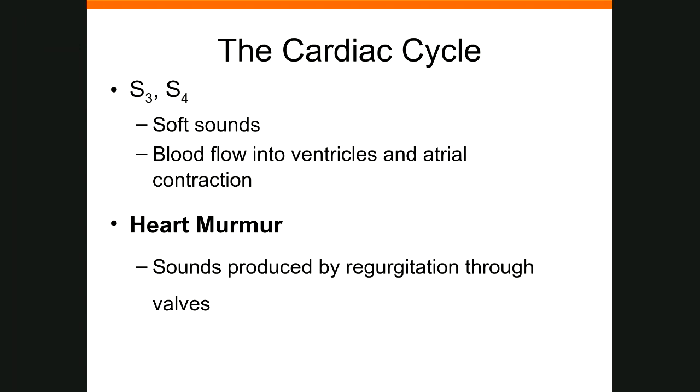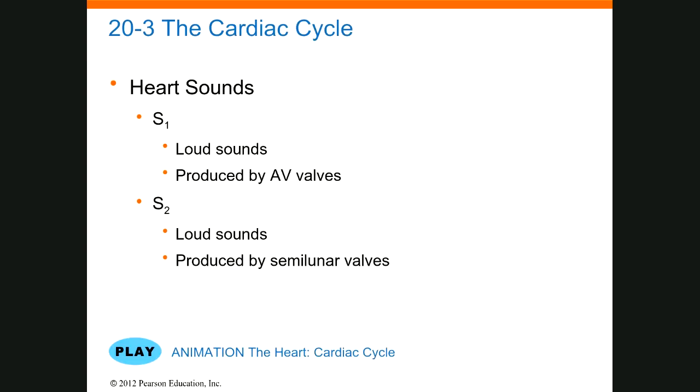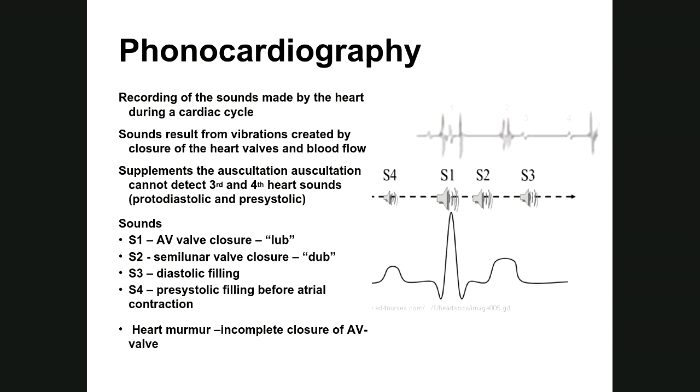And this corresponds to the ventricle and the atrial sounds, and to those produced by the valves closing. So we have the S1, S2, S3, S4, and when you hear a murmur, that is an incomplete closure of the AV valve, the atrioventricular valve.